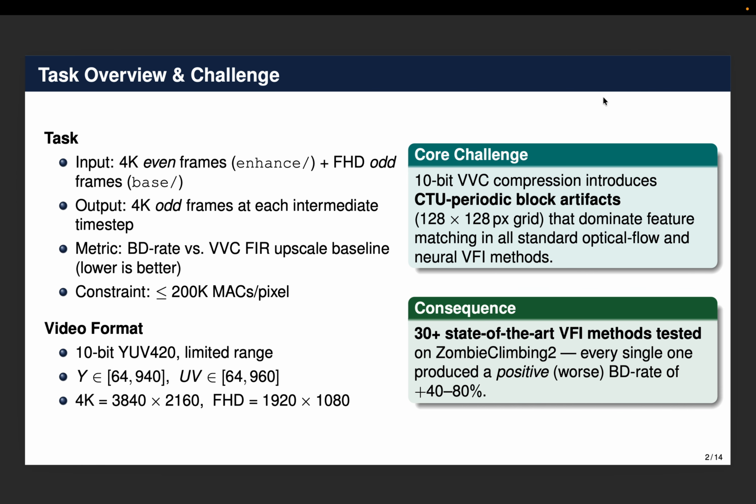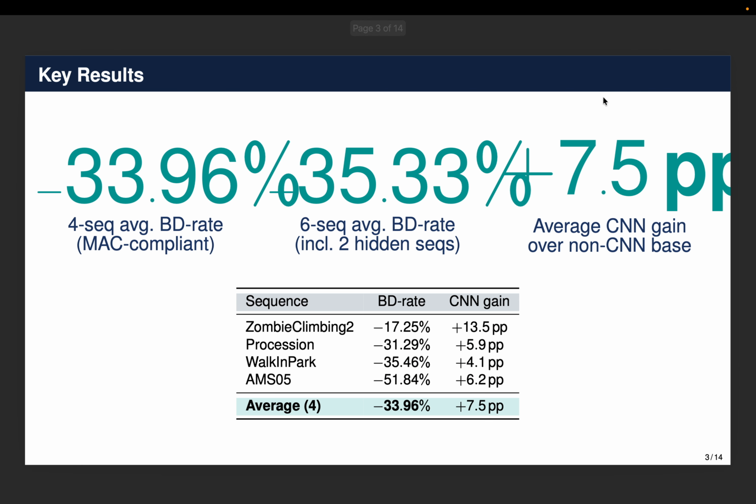Our final result is -33.96% average BD rate on the 4 known sequences, while satisfying the MAC budget. Including 2 hidden sequences, the 6-sequence average is -35.33%. The lightweight CNN refinement contributes 7.5 percentage points on average compared with the non-CNN baseline.